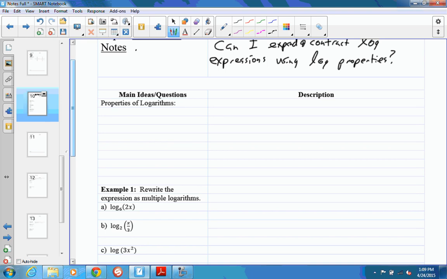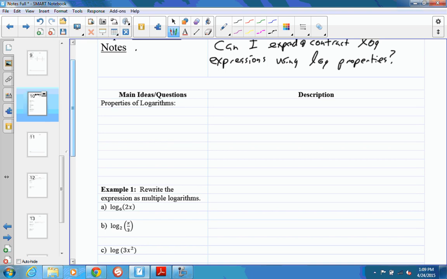How many people are using an older calculator, the 83? Me. Anybody else? You'll still want this until you charge your device.